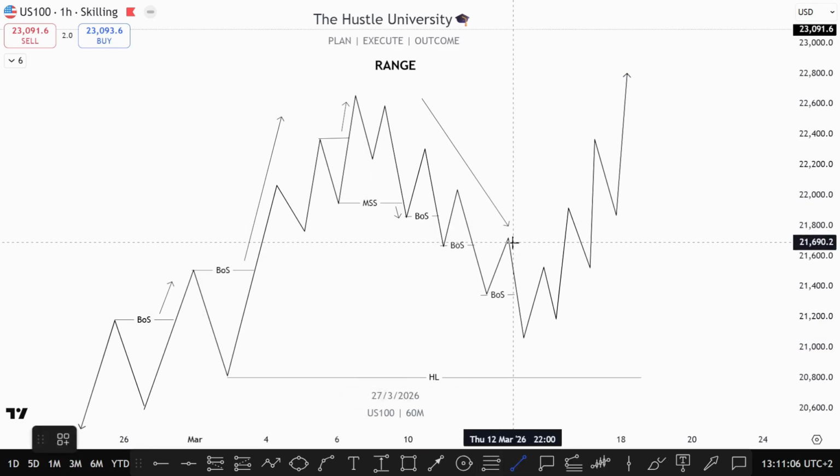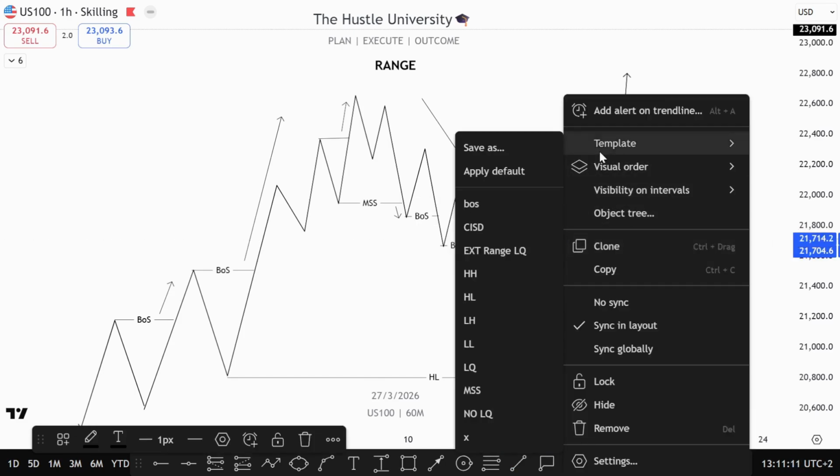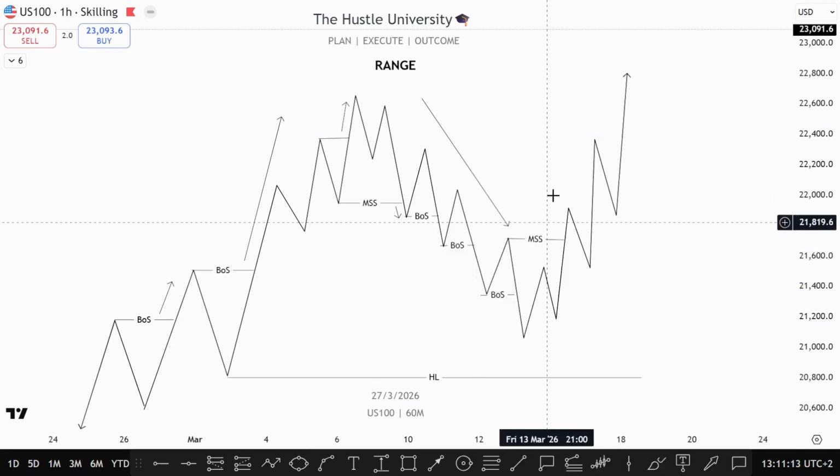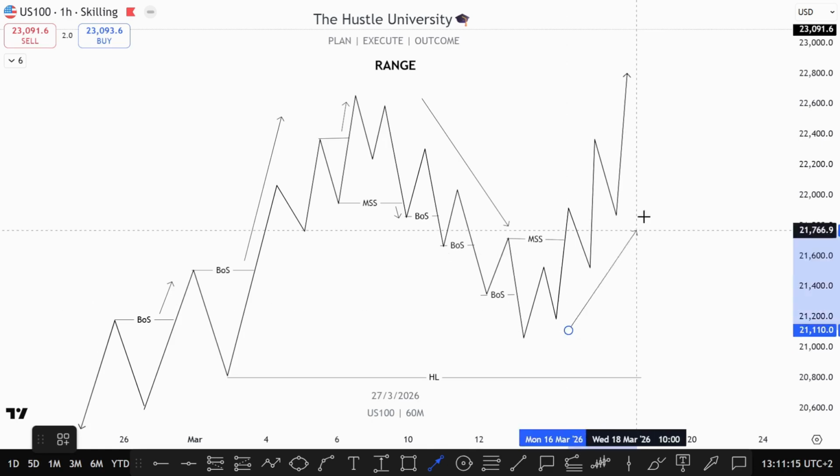So what is price doing there? We have also a market structure shift, right? We have a market structure shift at that area. This is what you want to see, so you can be able to take price to the upside.